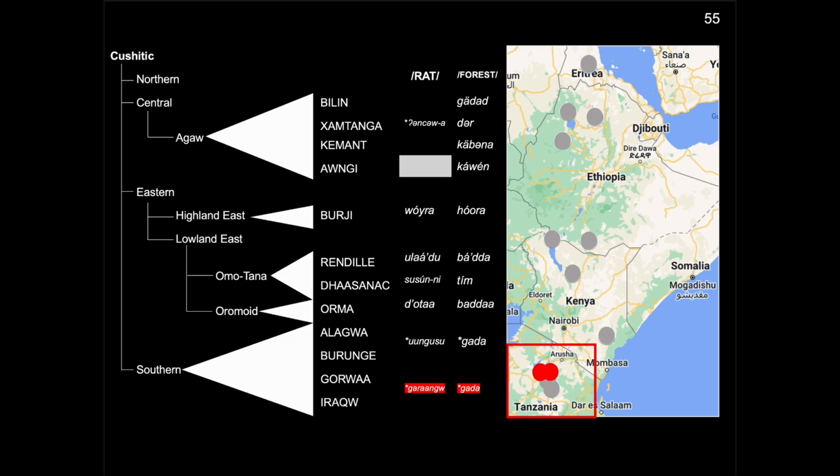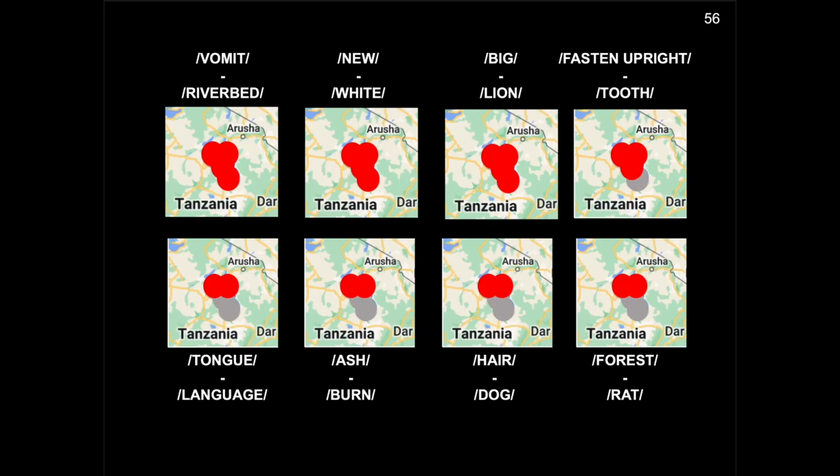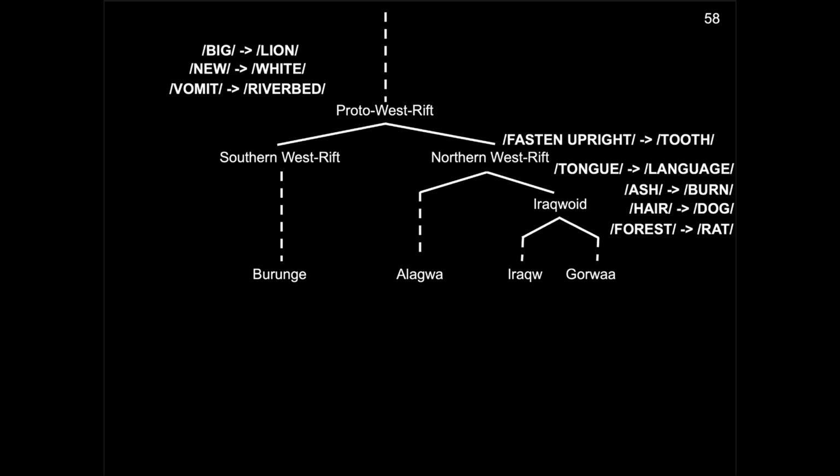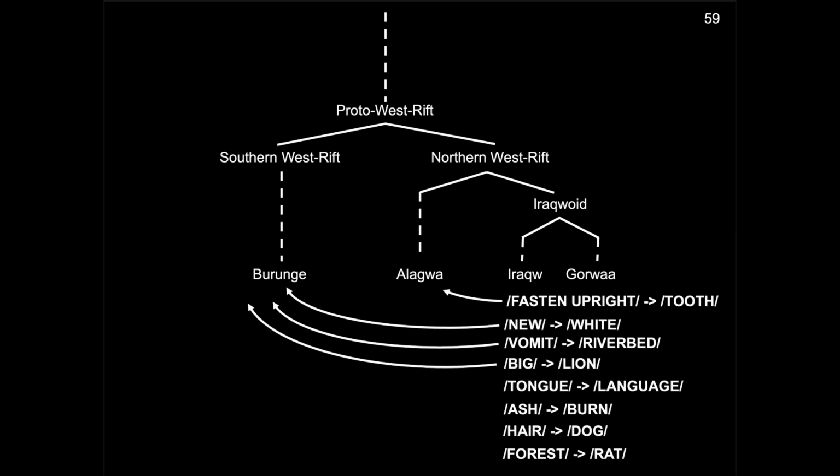Finally, we can see that the shift from forest to rat only occurred in Gorwa and Iraqw, but not in Alagwa or Burunge. And of the sample, this obtained in roughly half the cases. If we assume the standard phylogenetic tree for the West Rift Southern Cushitic languages as given here, we might assume that the semantic shifts had taken place over a long period of time indeed, with each shared innovation occurring before the languages became distinct varieties. Alternatively, it may be the case that all of these forms were developed at a later date by the predecessor of Gorwa and Iraqw and spread to Alagwa and Burunge through borrowing. Ultimately, these competing hypotheses could be tested by close examination of shared sound changes.